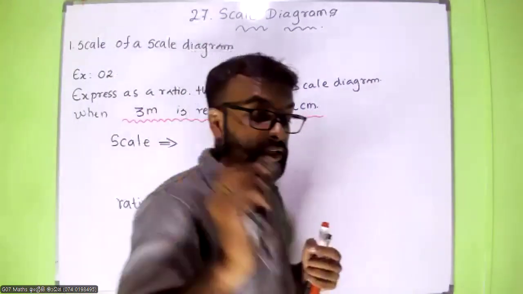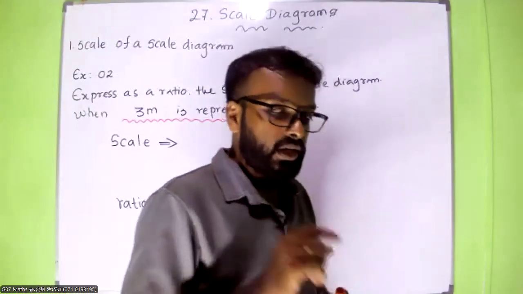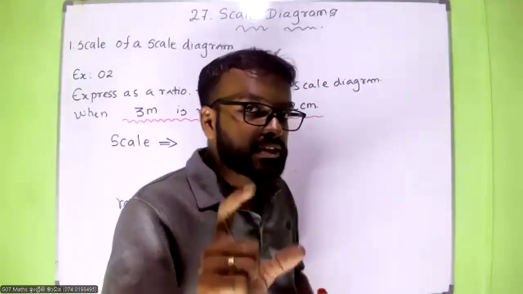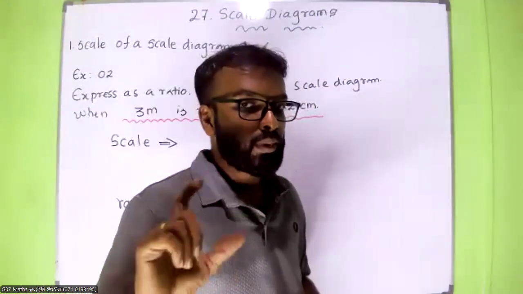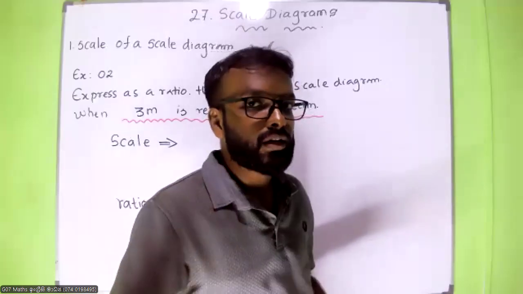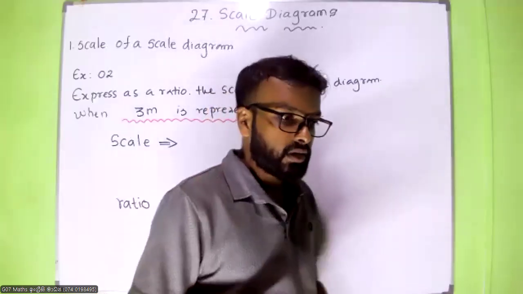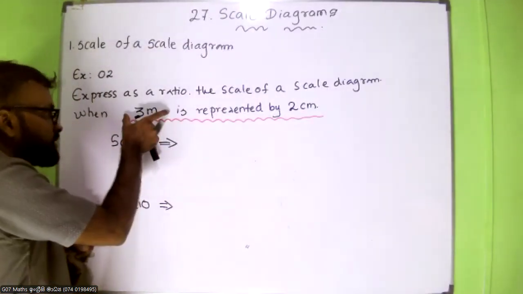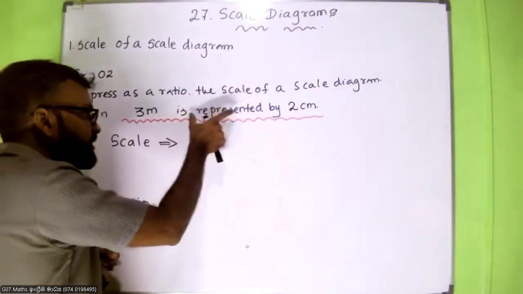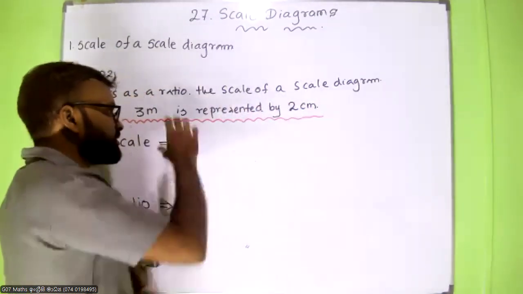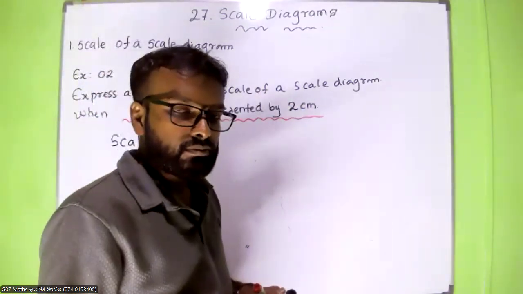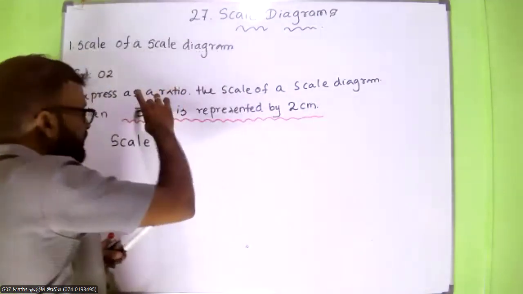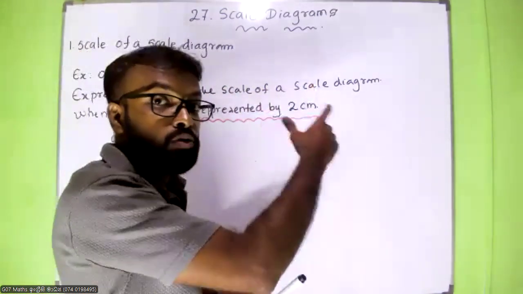First look at the screen. Look at the board. Now try to catch the pattern that I am teaching. There is a pattern. First of all, I am writing the scale. 3 meters is represented by 2 centimeters. So this is the important thing.